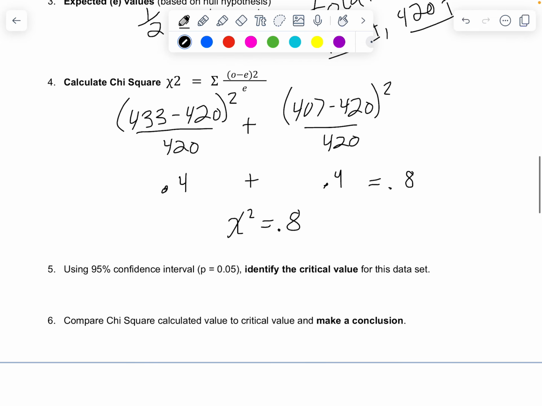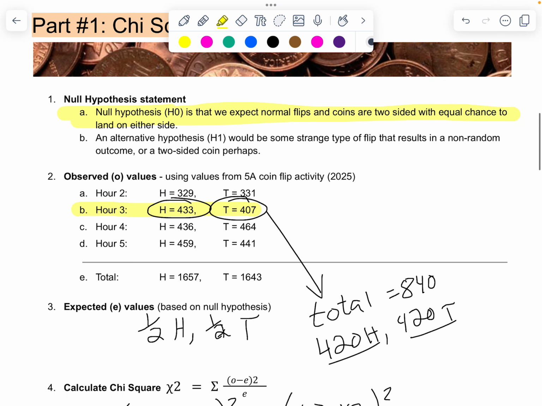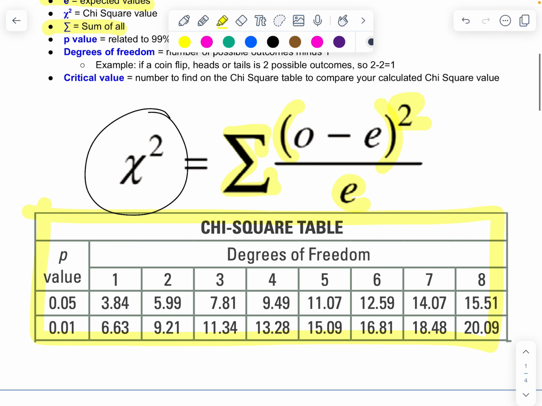So now we have to evaluate that number, and we have to make a conclusion about our data. So again, our assumption is that we expect normal flips, and coins are two-sided with equal chance to land on each side. And we use that assumption to get our expected values, right? We use that assumption and built it into the math here. Okay, so we're going to say, is that what happened? And how we do that is we compare our chi-square value here to the critical value in the chi-square table.